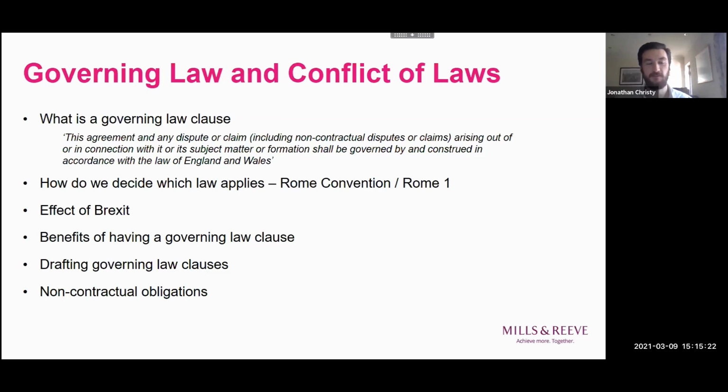Okay, so Sarah's just set out the basic framework of how the English courts would work out which system of law governs a contract in a scenario where the parties have not nominated one. And although Sarah has made it sound very simple, it can be a very complex issue when more than one system of law might apply, and certainly one which you do not want to get into a dispute about before the real substance of the dispute can be dealt with.